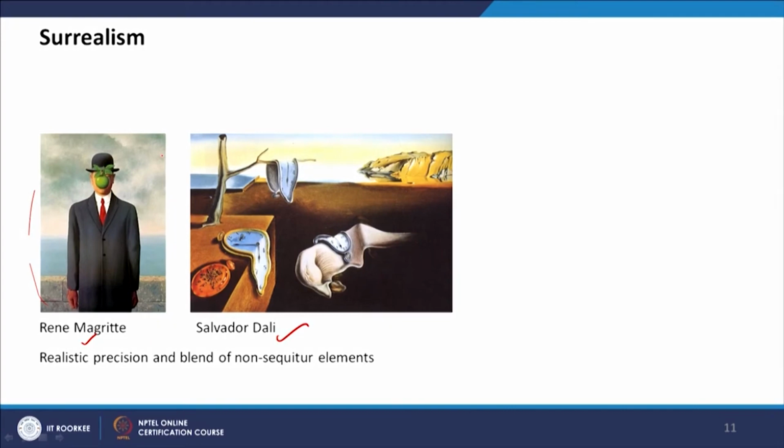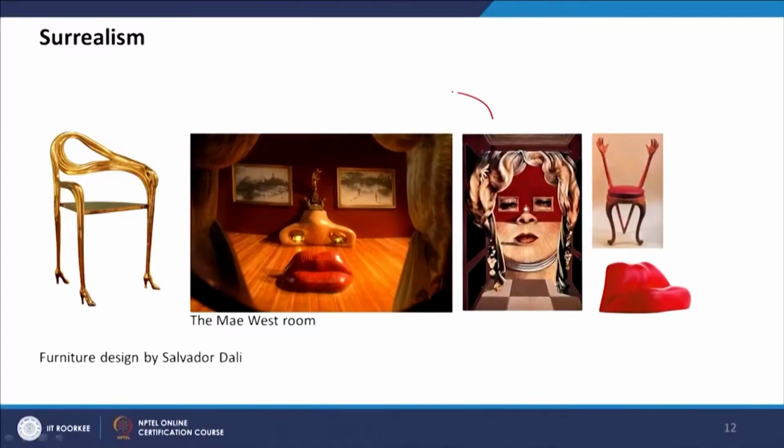So all these elements and everything is not realistic. The setup is not realistic, but the way it is painted, and the color mixture and the tonality and the line qualities, everything is very realistic in nature. Salvador Dali has also designed some furniture.